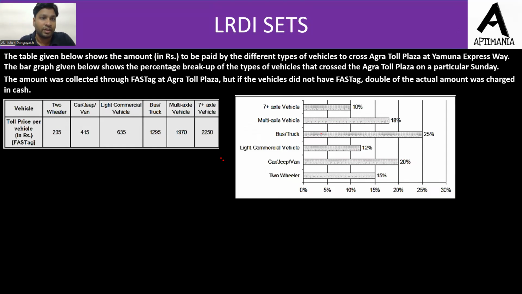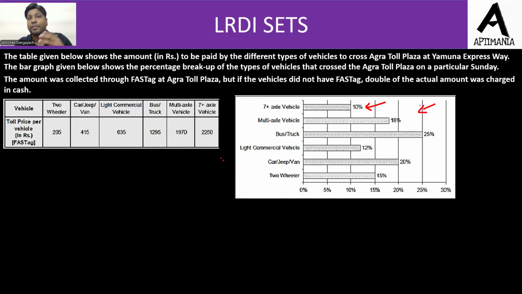So the charges are given. For two wheeler, the toll charges are 205 rupees. For car, jeep or van category, the charges are 415 rupees. For light commercial vehicle, it is 635 rupees, and so on. And this is the percentage breakup of the vehicle. Now, suppose there were 100 vehicles. So out of 100 vehicles, 10% were 7 plus XL vehicles, 18% were multi XL vehicles, and so on.